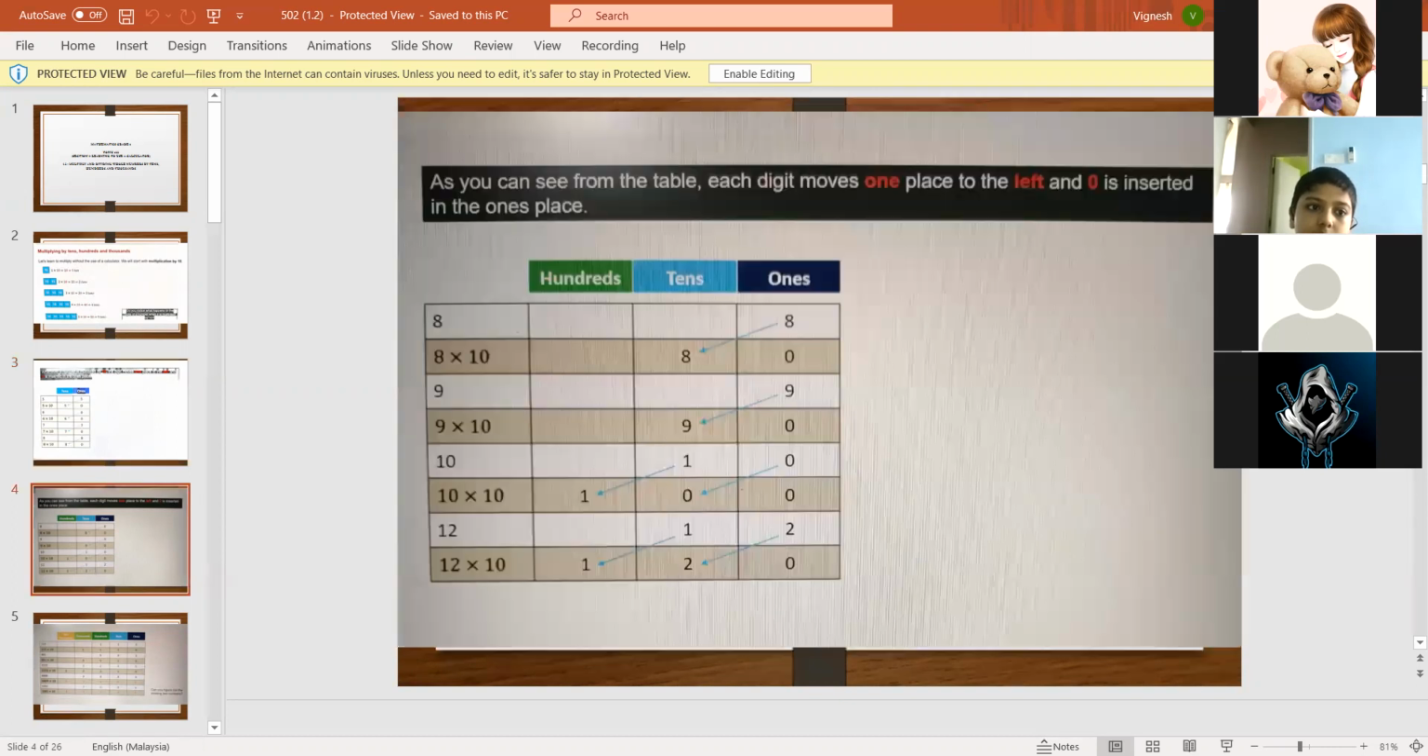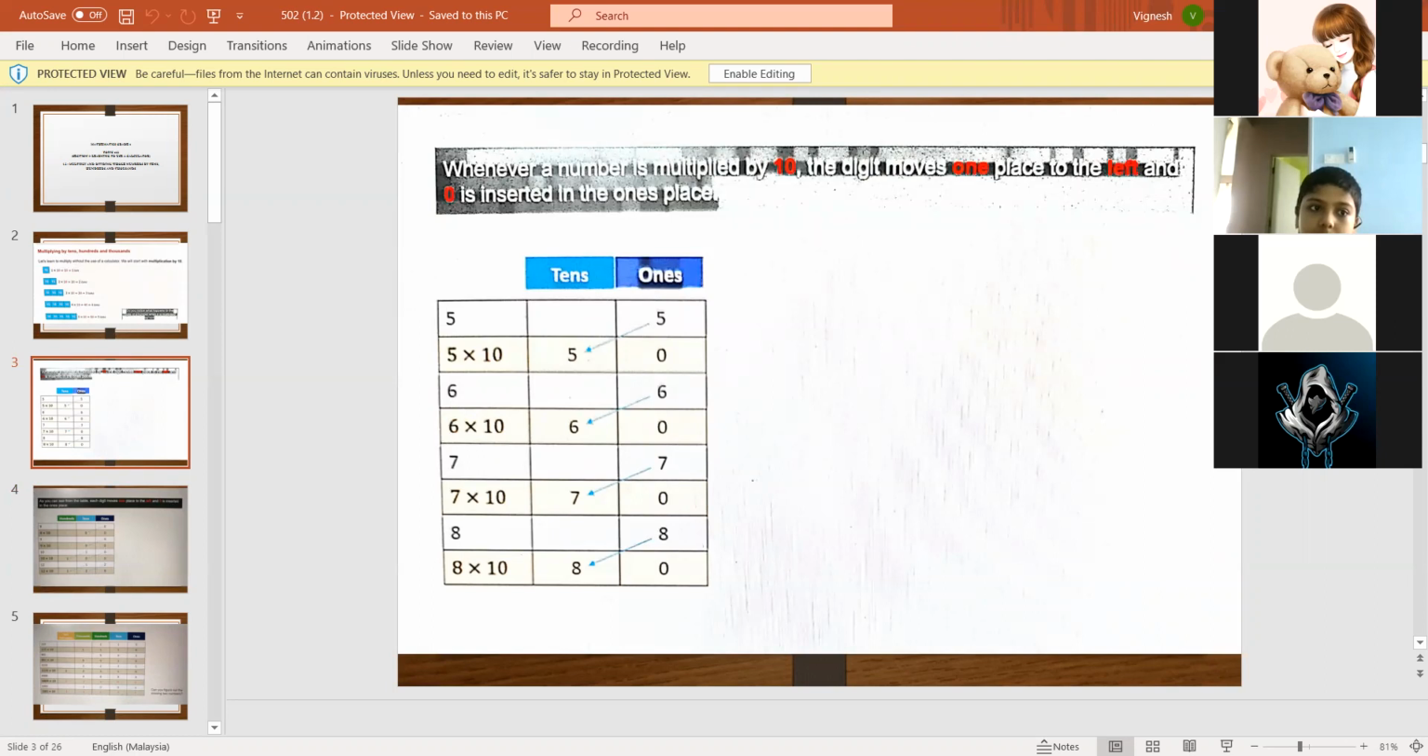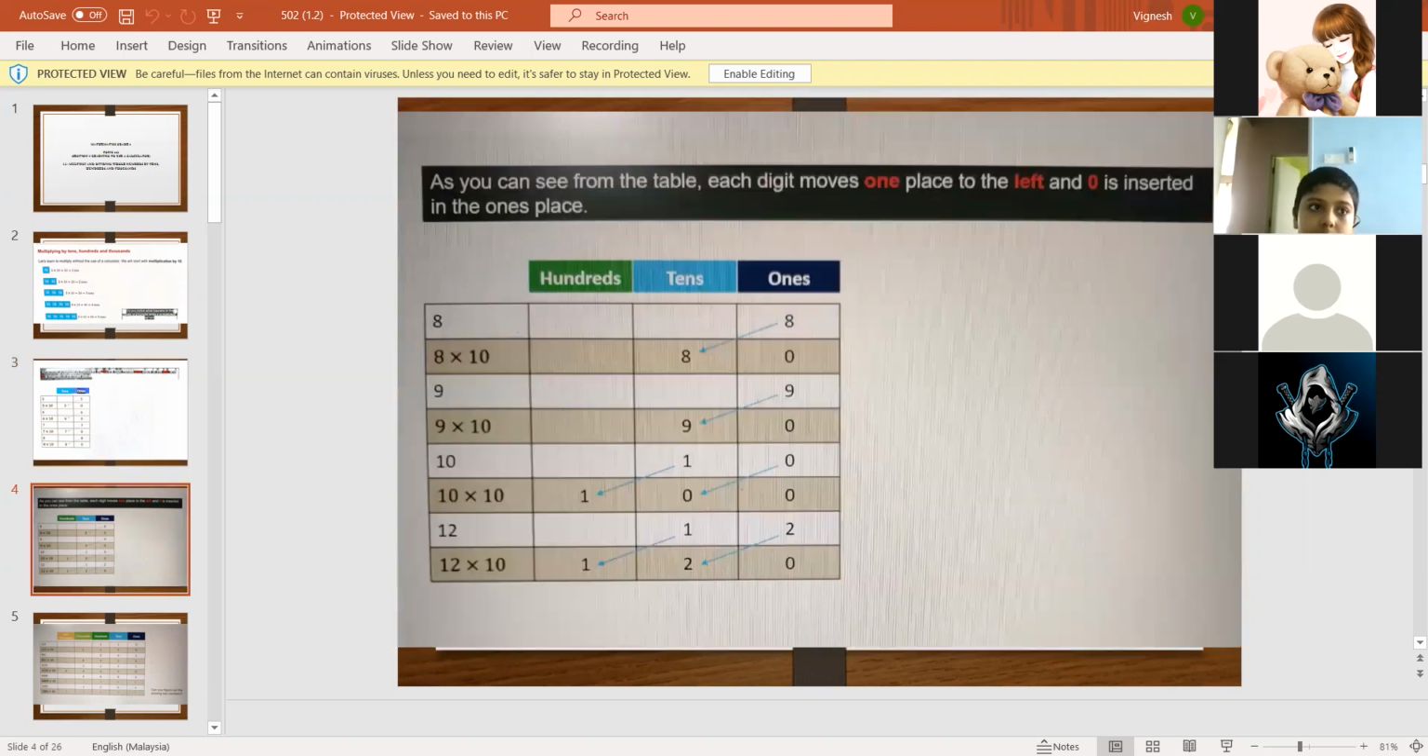Okay, so as you can see from the table, each digit moves one place to the left and 0 is inserted in the ones place. Just now we covered 5, 6, 7, 8 times 10, and here the same for 9 times 10, 10 times 10, and 12 times 10. But for 10 times 10, it equals 100, correct or not? So for 100, the 1 should move to the left until the hundreds place. And then you need to add the 0 at the tens place and ones place. Correct or not?